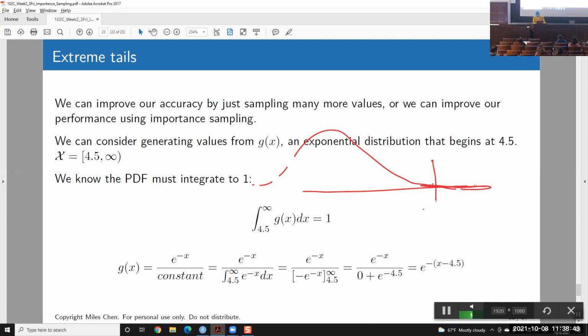Okay, and we want to know what's in this tail. Another option is to ask what our exponential distribution looks like. It looks something like this. What if I just started at 4.5? If I zoom in here, the tail might look something like this. This might be the normal one, and then the exponential might look something like this.